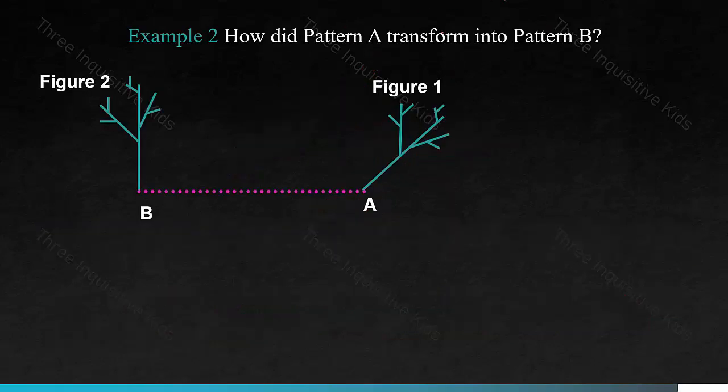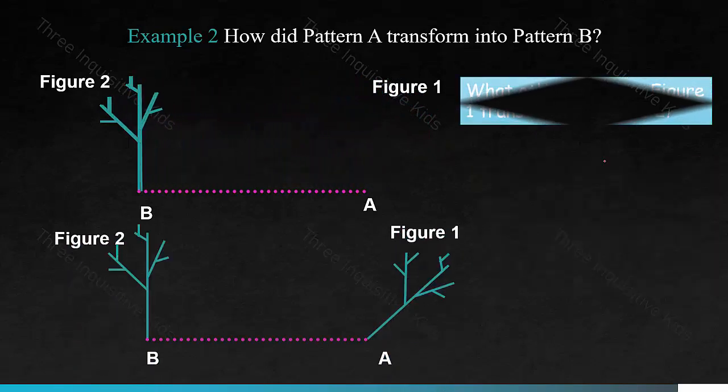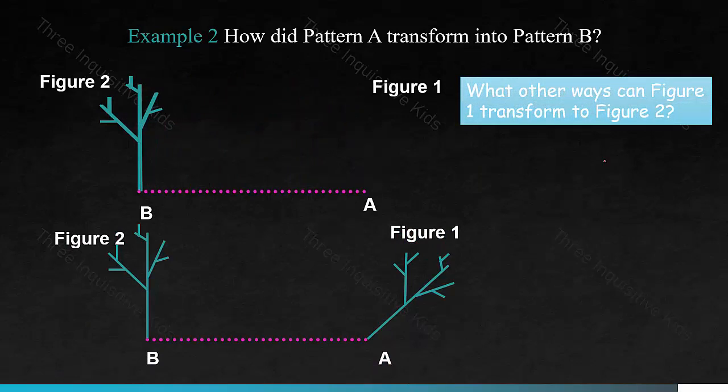How did pattern A transform into pattern B? First, we rotate figure 1, which is pattern A in this case, about point A so that the pattern is straightened. Then we can translate figure 1 to point B along AB to get figure B. What are some other ways that you can transform this figure? You can also first translate this figure and then rotate it.